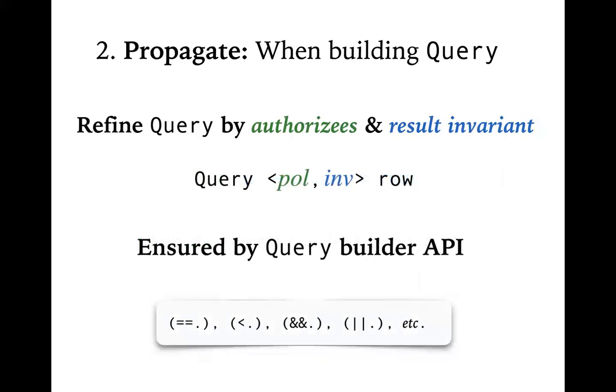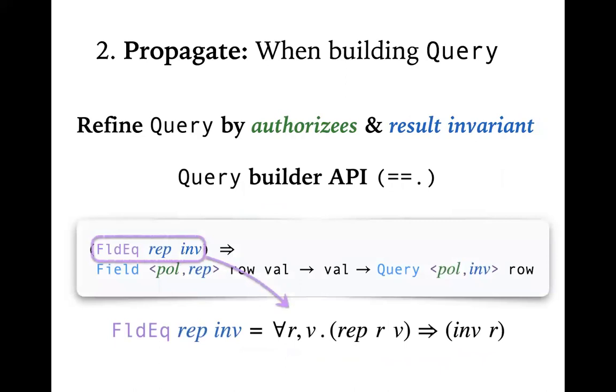Now, the query builder API, the equals, less than, and, or sort of maintain this invariant. Let's look at the type for the equality operator. It looks something like this, right?